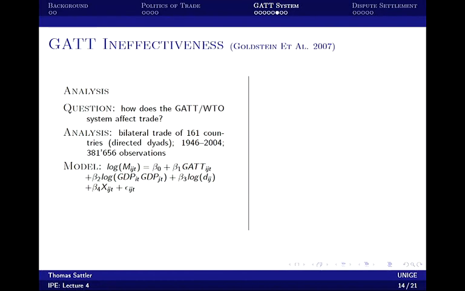Now, trade also is a function of other factors, like the size of the country, so it's just the product of the GDPs, and the distance between countries. So countries that are closer trade more than countries that are more distant. So that's a model that we're going to estimate.